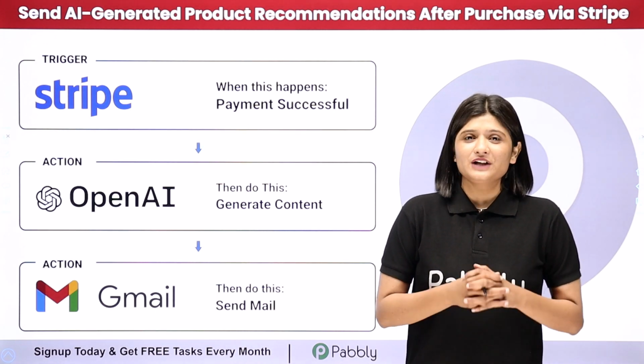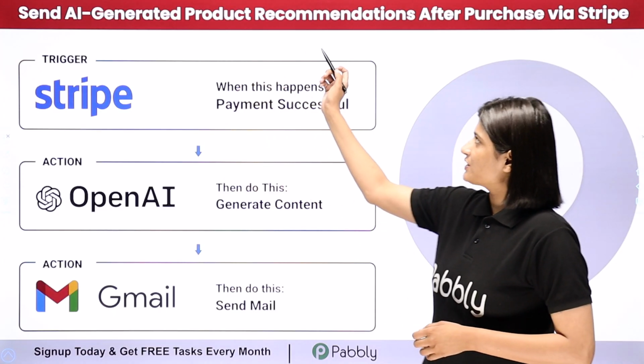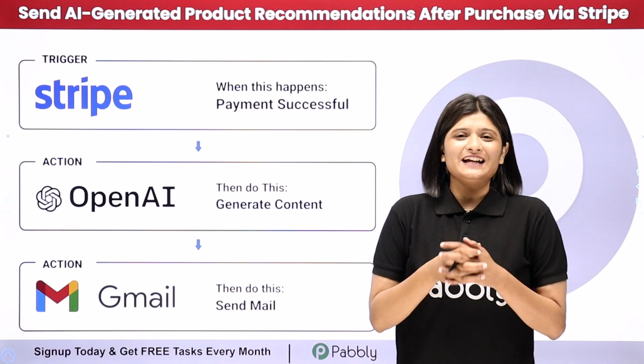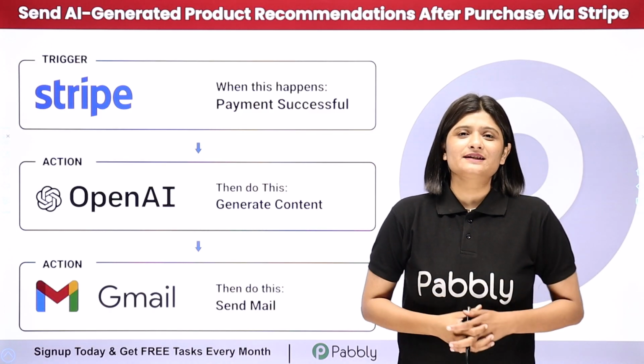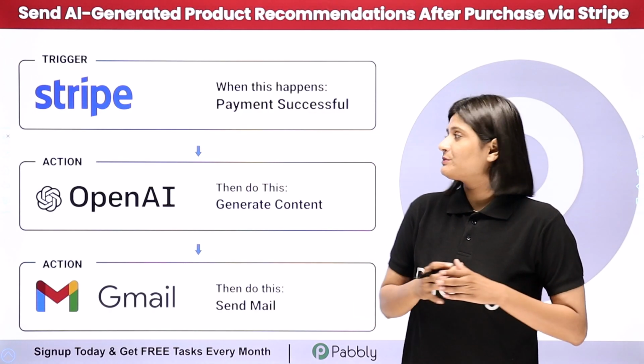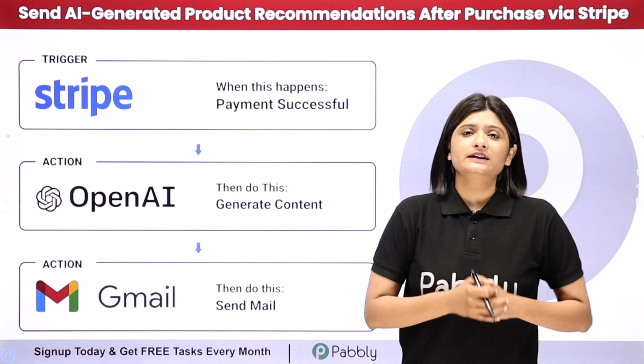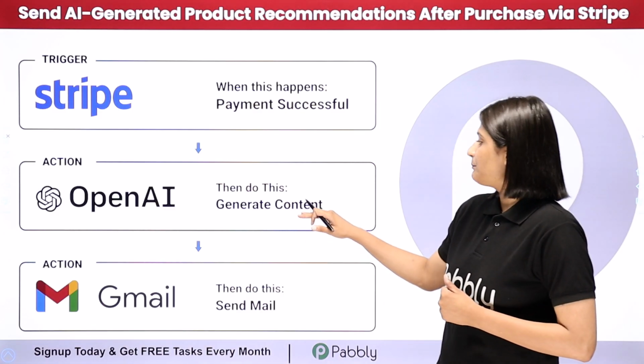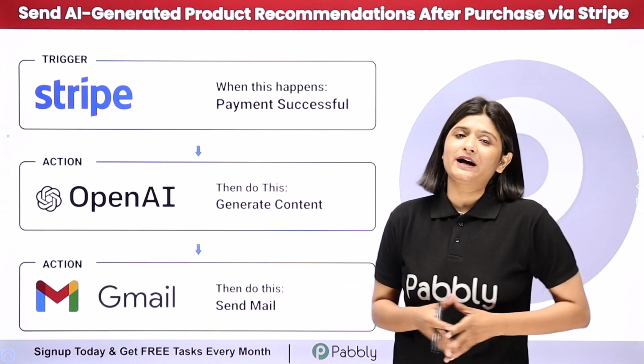In this video, we are going to learn how to send AI generated product recommendations after purchase via Stripe. So let's suppose I am running an online business and I am collecting all my payments with the help of Stripe. I want that whenever there is a new payment in Stripe, automatically I should generate the product recommendation with the help of my AI agent.